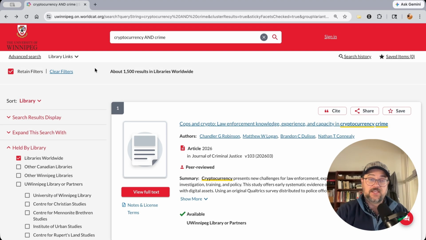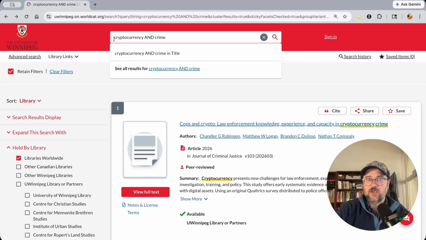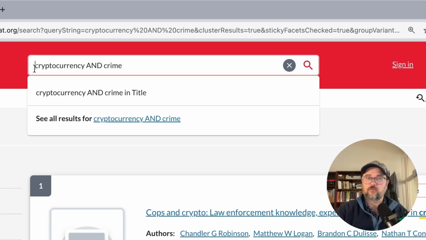One more direct technique that you can use to narrow and refine your search is to specify where within the record you'd like the system to find your words. So here with this search, we're looking for cryptocurrency and crime anywhere in the record. So it could be part of the title, the author's names, the name of a journal, name of a publisher, anywhere in the summary, anywhere in the subject headings or descriptors, anywhere in the description within the record. If it finds those terms, it's going to return it.